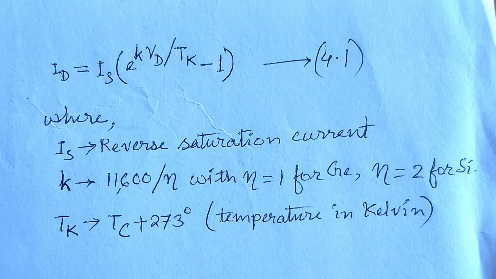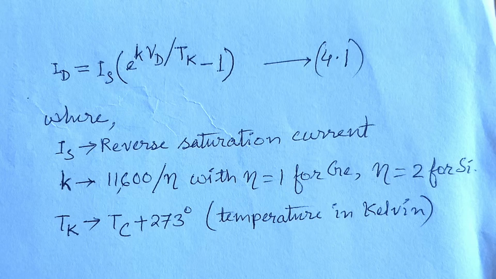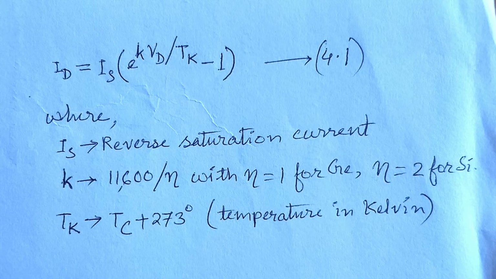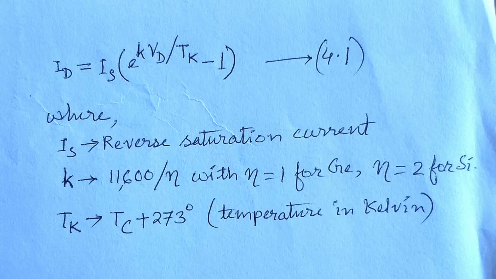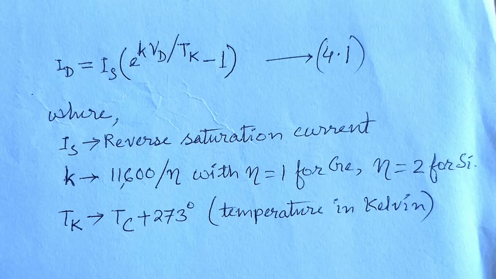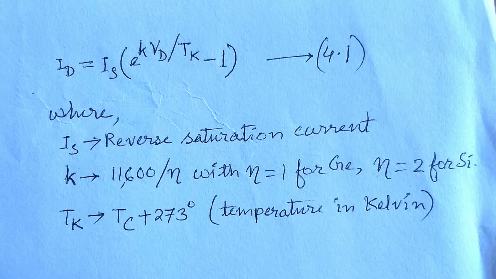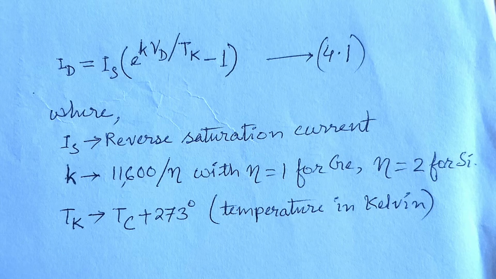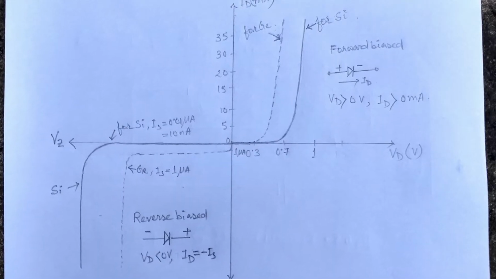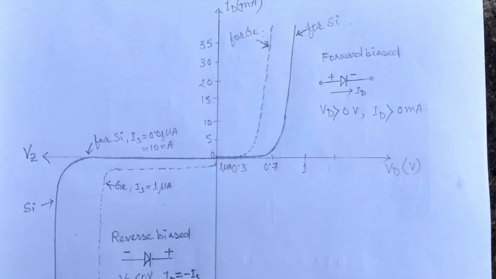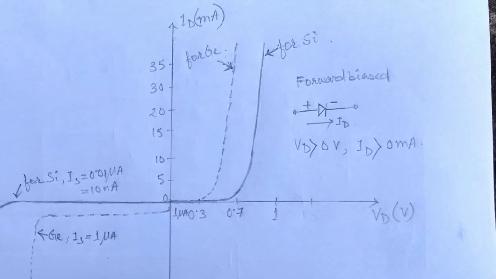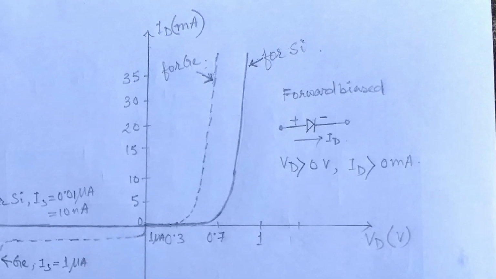From solid-state physics, the current equation can be written as equation 4.1, where Is is the reverse saturation current, small k equal to 11,600 divided by eta, eta equal to 1 for germanium and 2 for silicon. Tk is temperature in Kelvin scale. From equation 4.1 it is observed that, for positive values of Vd, the exponential term will grow quickly. The forward bias VI characteristics is as shown in this figure. At Vd equal to 0, ID becomes 0 and we get the zero bias condition.